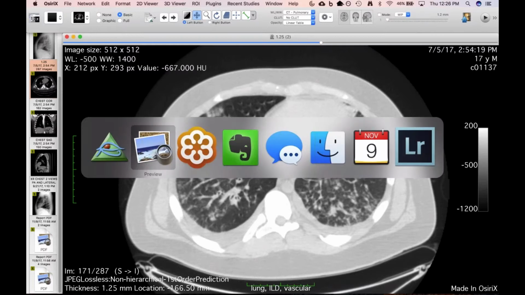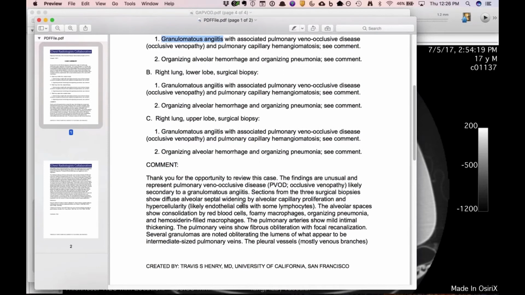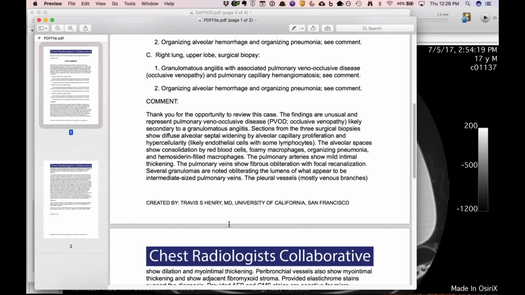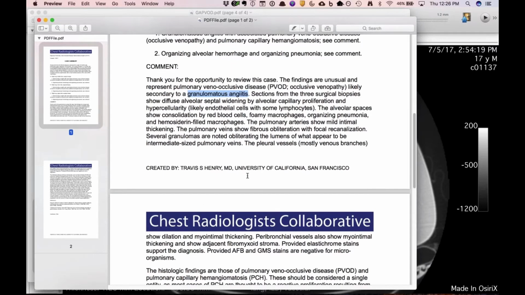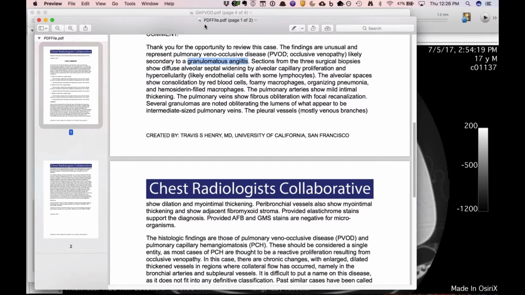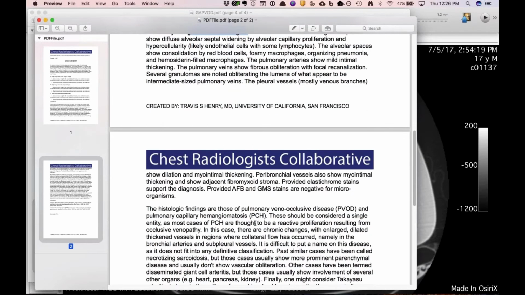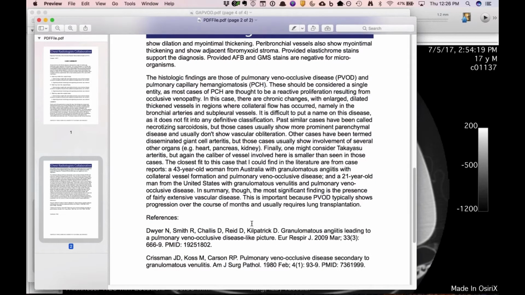One of the reasons I love our pathologist is he gives these long, lengthy descriptions of these findings, and he admits that this is a really unusual case where he thinks the inciting event is this granulomatous angiitis, so just granulomatous inflammation of the small vessels, resulting in a pulmonary veno-occlusive disease. I can let you read through these, but basically the conclusion is he finds a couple of case reports with similar findings, and I've included one of them in here. So it's really an interesting case.